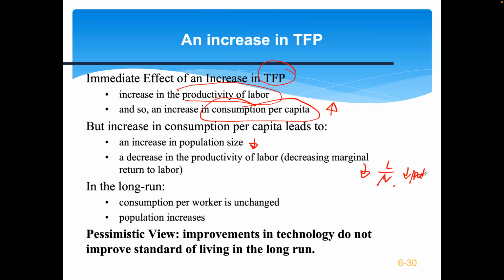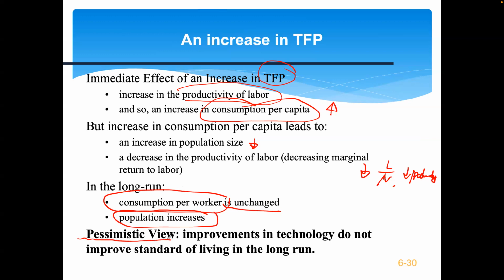Again, productivity is measured as output per worker. Now, if there's a decrease in productivity, a decrease in output per worker, a decrease in consumption per worker, you're going to see a slowing down in population growth. So that's going to counterbalance the earlier growth in population. Hence, in the long run, consumption per worker will stay the same, or be unchanged. Population grows, but not significantly. Overall, Malthus provided a very pessimistic view.